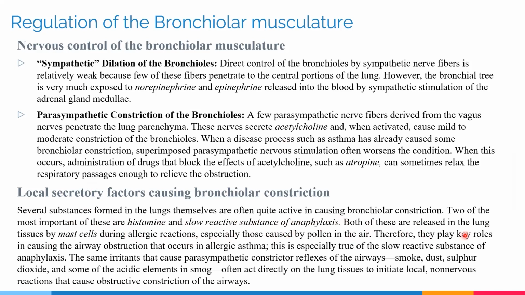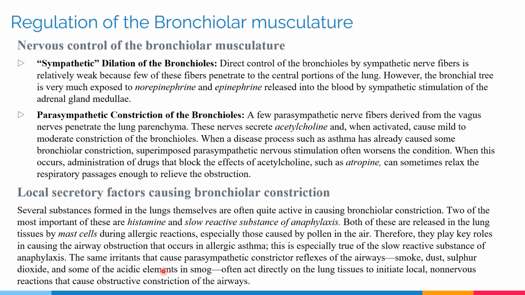Both of these are released in the lung tissues by mast cells during allergic reactions, especially those caused by pollens in the air. Therefore, they play key roles in causing the airway obstruction that occurs in allergic asthma. This is especially true of slow reactive substance of anaphylaxis.